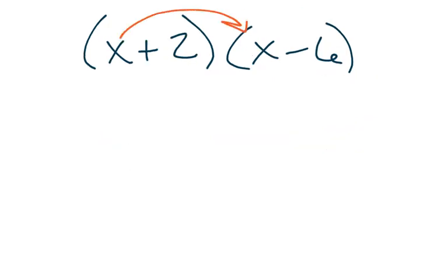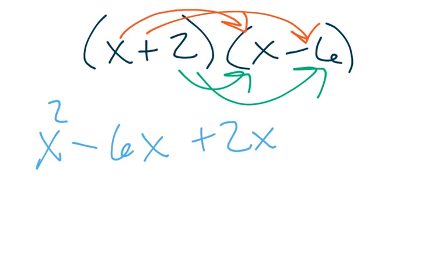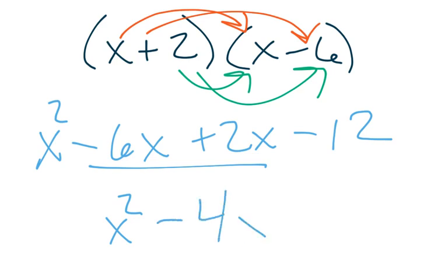Same thing, distribute your x, then distribute your 2. So x times x is x squared, x times negative 6 is minus 6x, 2 times x is plus 2x, 2 times negative 6 is minus 12. The two in the middle should combine, so bring down your x squared. Negative 6 plus 2 is negative 4x, bring down your minus 12.